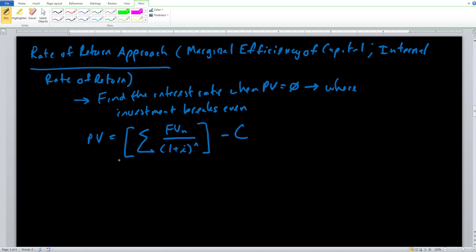Here we'll stay simplistic and only take a look at the rate of return approach from 1 year to the next year, just for simplistic purposes. You'll get into the more complex versions once again in your finance classes. So let's go ahead and take a look at an example of this.